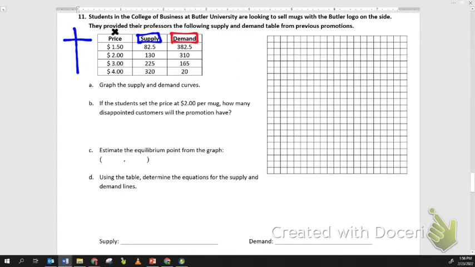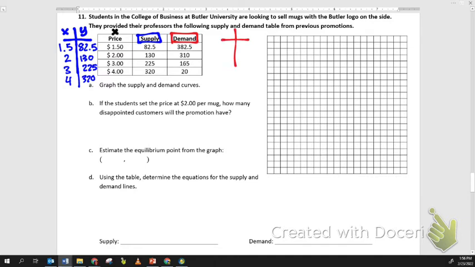I know that my price is going to be my X value because I'm looking at how much the mugs cost. So I'm going to rewrite my supply X and Y values on the side. I'm going to have 1.50, 82.5; 2, 130; 3, 225; and 4 is 320.